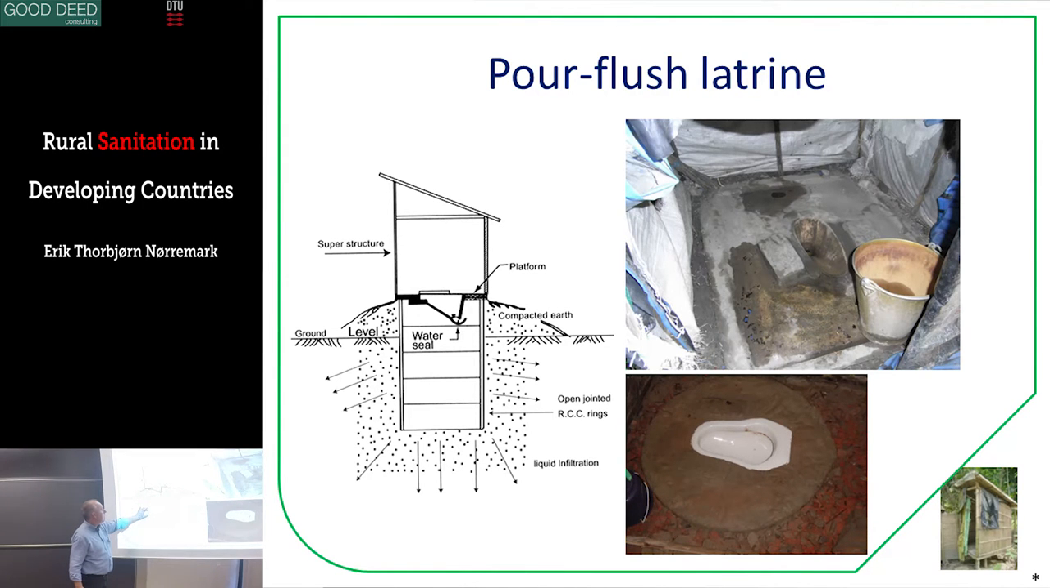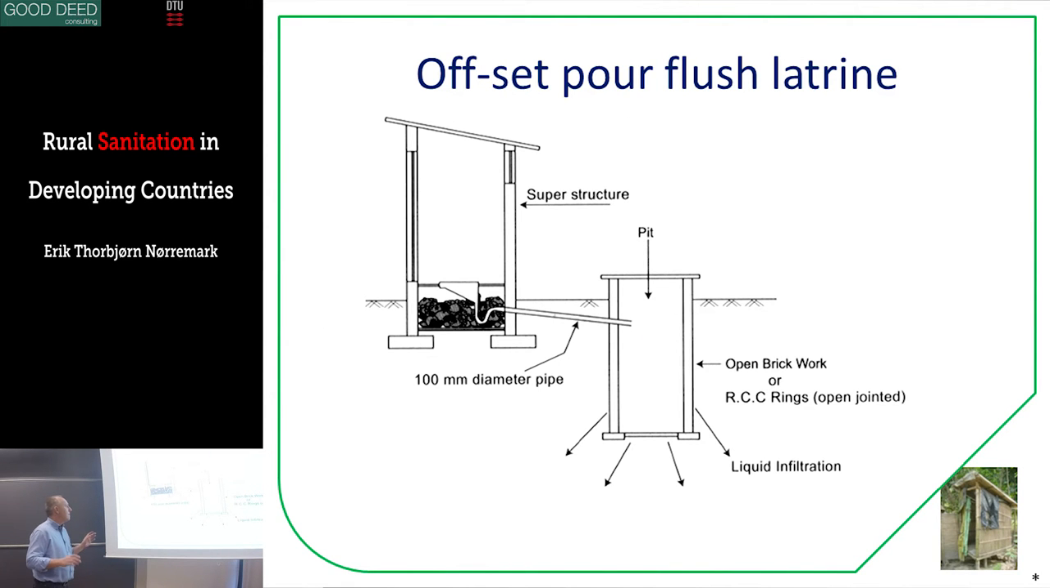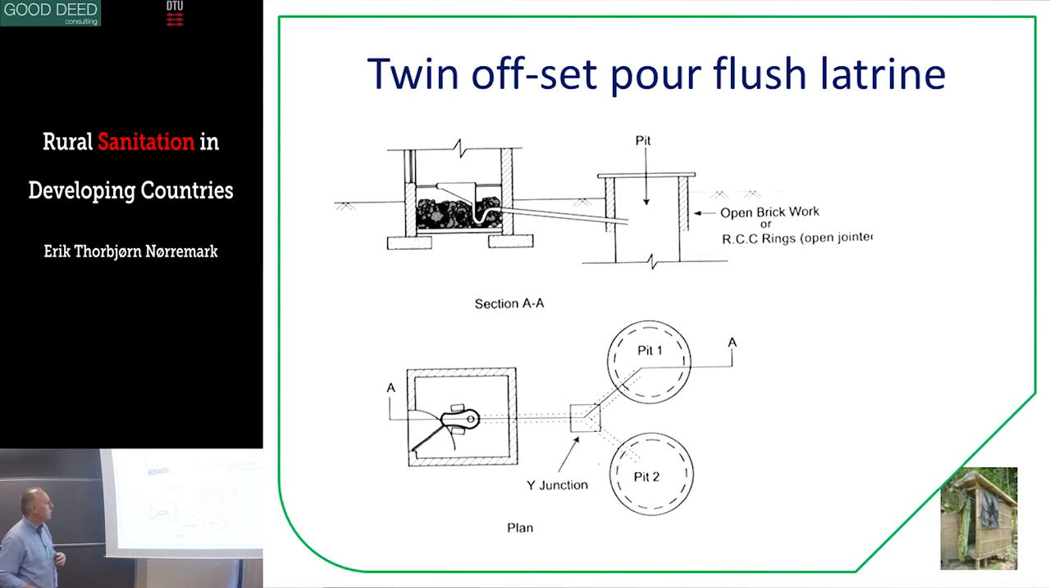Here it's using concrete rings. It's a little bit expensive. There are other building techniques that reduce the cost. If you're a little bit fancy, you say, I want to build this inside my house, and then I have the pit outside my house. That's very nice. And then, of course, you can make two of them. So you can empty them one at a time every year, and this system can then function for many, many years because it never gets full. You will empty one of them every year.